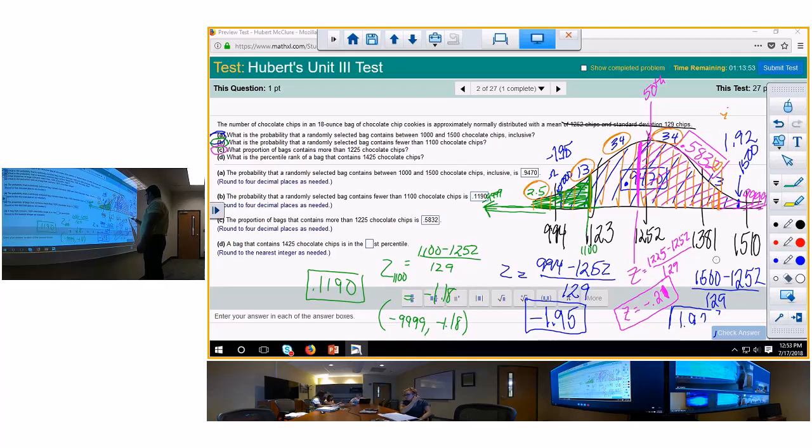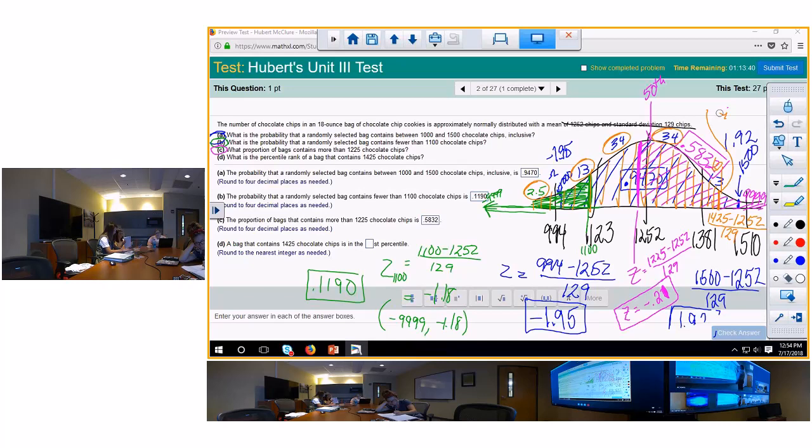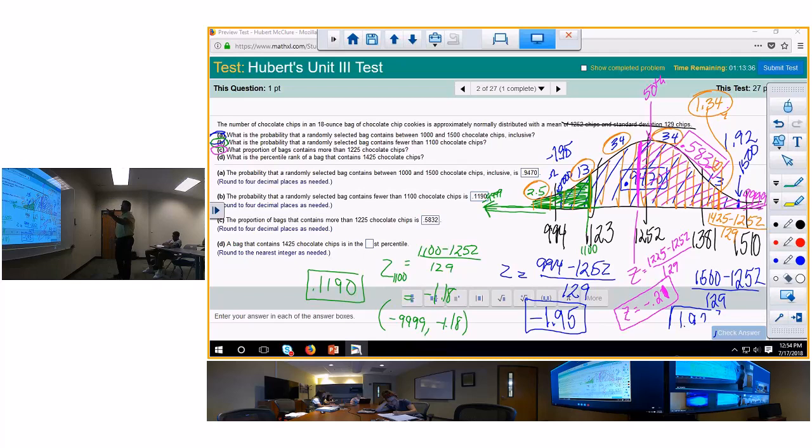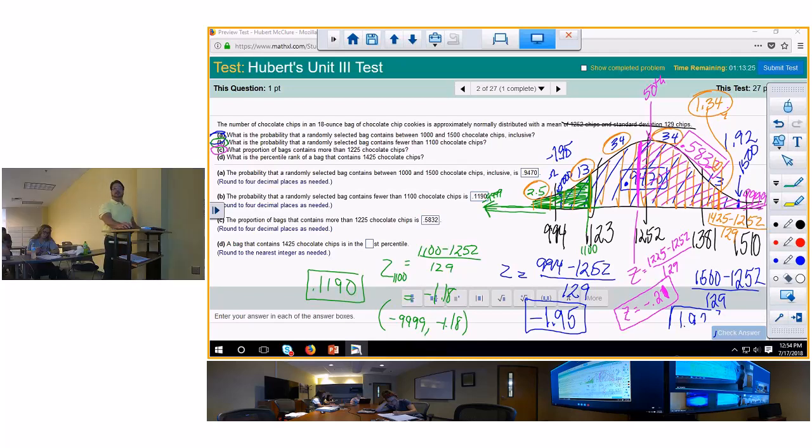So that'd be 1425 minus 1252 over 129. And somebody give me that z-score. I'm sorry, what? 1.34. So now we're going to go from negative 9999 to 1.34, and somebody give me 4 digits for that. 0.9099. And what did I say? 86. Okay, so we know we're right because if we come up with 57, you know you're wrong. What'd you say? 0.9099. That's 91%.